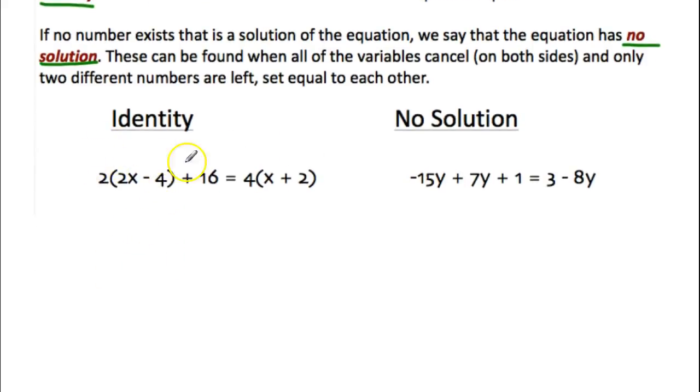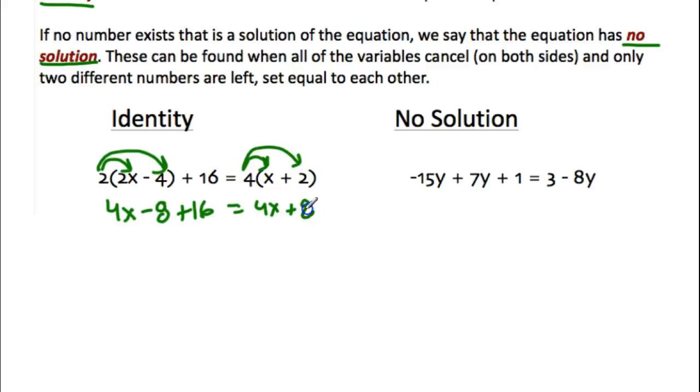So I'm going to go ahead and solve this equation. First we do the distributive property. 2 times 2x, that's 4x. 2 times minus 4 is minus 8. And then we have this plus 16. That equals 4 times x is 4x. 4 times 2 is 8. All right, now I can simplify over here. So 4x, negative 8 plus 16 is just plus 8. That equals the same thing over here, 4x plus 8.